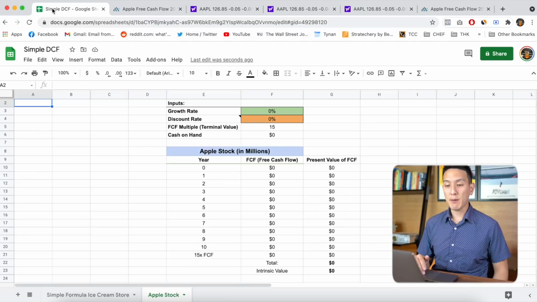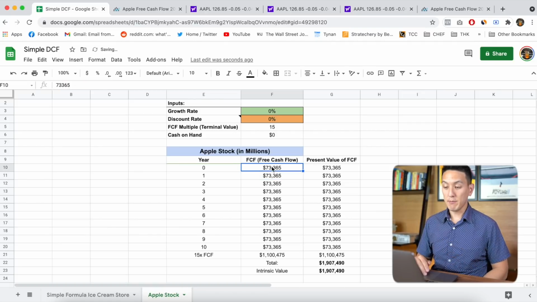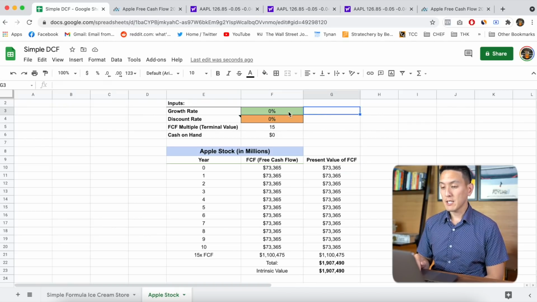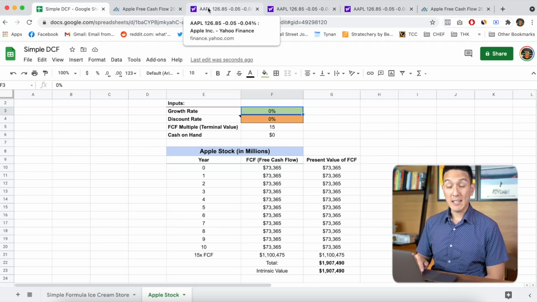So I'm going to go back to my model over here and just type in this cell $73.365, because this is going to be in millions of dollars. And as you can see here, we have the free cash flows, but every single year it's the same, and the present value of it is the same as well, because we haven't entered in a growth rate or a discount rate. So to get to the growth rate, what we're going to do is, I just like to use Apple on Yahoo Finance.